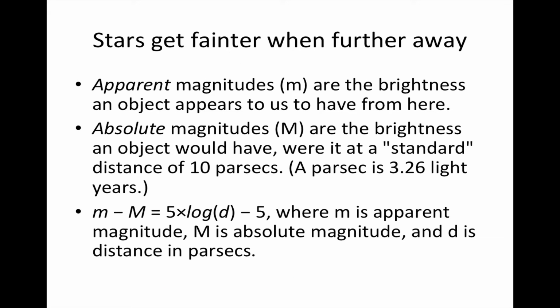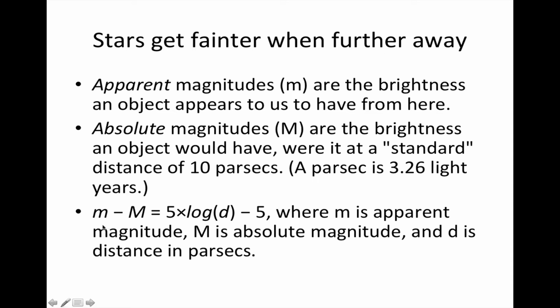Just a reminder, stars, of course, get fainter when you put them further away. The same star close up is bright, and the same star further away is faint. Apparent magnitudes, which are usually written with a little m, are the observed brightness. It's how bright the object appears to us to be from here. Absolute magnitude is the brightness an object would have if it were at a standard distance of 10 parsecs. That's just arbitrarily defined. And a parsec is defined as 3.26 light years if you need that conversion.